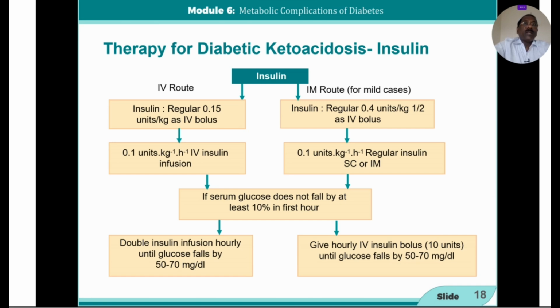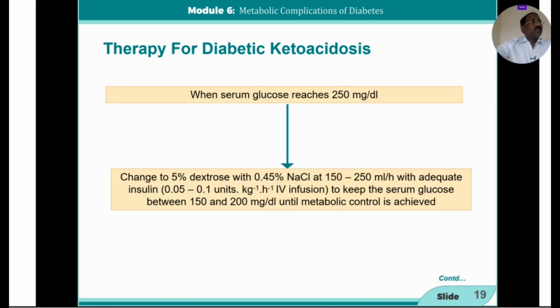So you require about 8 units per hour. So ask the sister to give it as the IV infusion. That's all. So that's how you have to infuse the insulin.